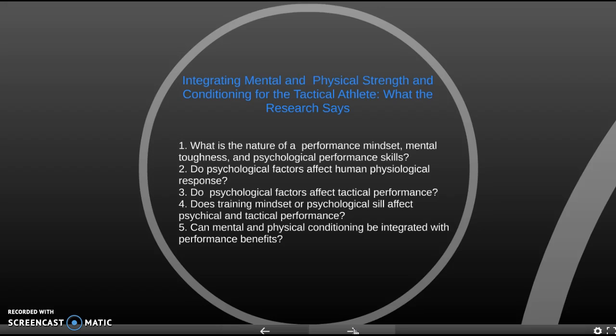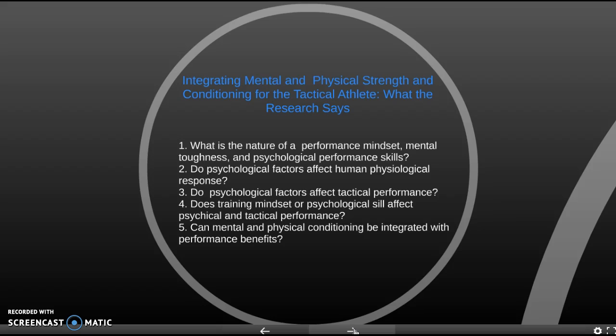And I found this in the TSAC report from the National Strength and Conditioning Association. It was Integrating Mental and Physical Strength and Conditioning for the Tactical Athlete: What Does the Research Say? They looked at 5 questions. One, what's the nature of a performance mindset, mental toughness, and psychological performance skills?